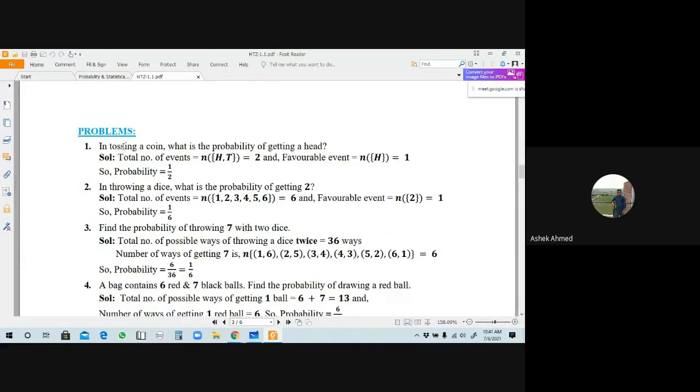In the first problem, in tossing a coin, what is the probability of getting a head? Tell me. Sir, 1 by 2. 50%. 50% means we know that the outcome space or sample space of tossing a coin is 2.